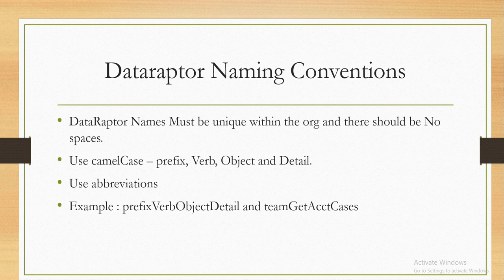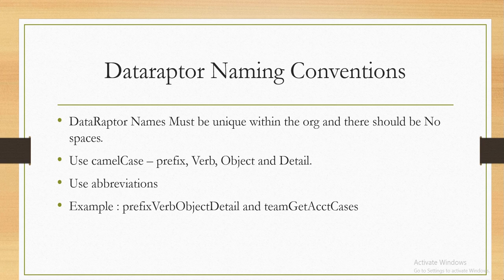Before going to the best practices, first we should know the different ways we can name any Dataraptor while we create it. As we all know, we cannot create different versions of a Dataraptor. So the name must be unique within your org, so that there will be no confusion when working in different components like Omniscript or in any class with the same name. So it should be unique and there should not be any spaces in it.